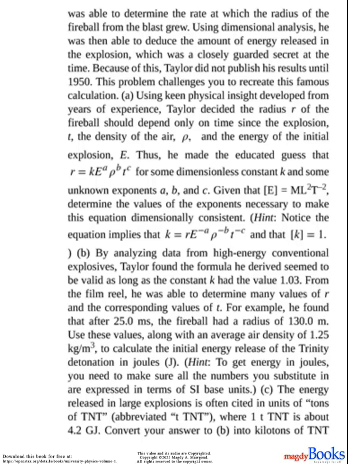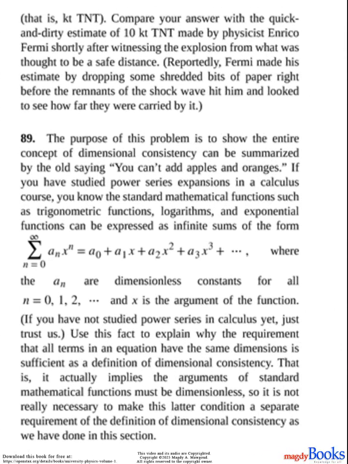C. The energy released in large explosions is often cited in units of tons of TNT, abbreviated T_TNT, where 1 T_TNT is about 4.2 gigajoules. Convert your answer to B into kilotons of TNT, that is, kT_TNT. Compare your answer with the quick and dirty estimate of 10 kT_TNT made by physicist Enrico Fermi shortly after witnessing the explosion from what was thought to be a safe distance. Reportedly, Fermi made his estimate by dropping some shredded bits of paper right before the remnants of the shock wave hit him and looked to see how far they were carried by it.